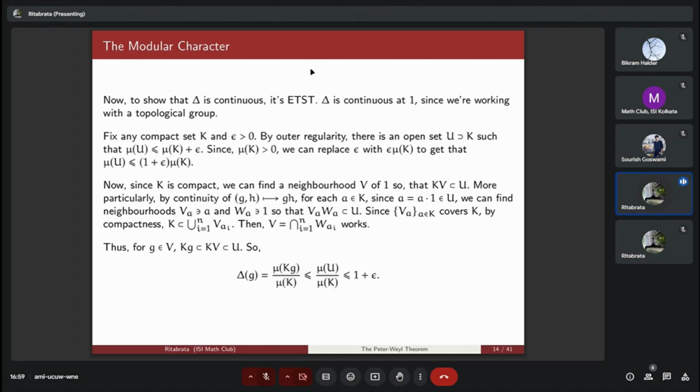By our outer regularity, we can approximate the compact set from above by open sets. For any epsilon, we can find an open set U so that mu of U minus K is less than epsilon, or equivalently mu of U is less than or equal to mu of K plus epsilon. Since mu of K is positive, we can replace epsilon with epsilon times mu of K to get that mu of U is less than or equal to 1 plus epsilon times mu of K.